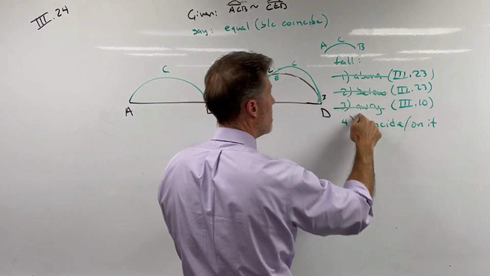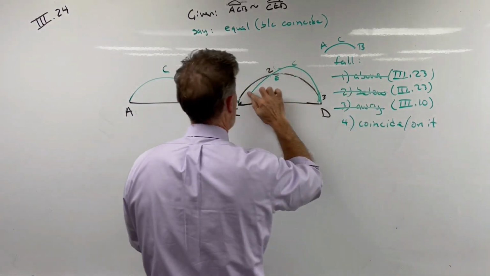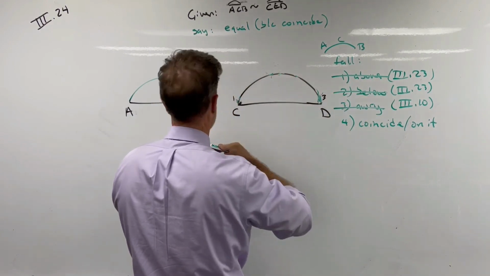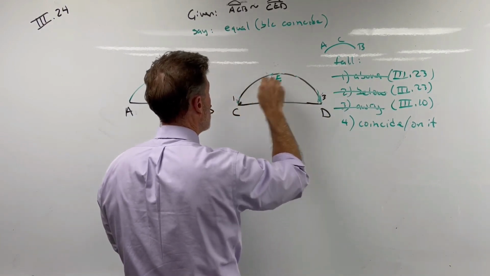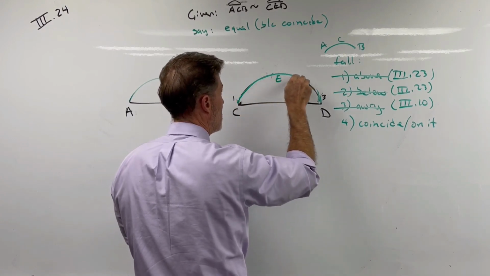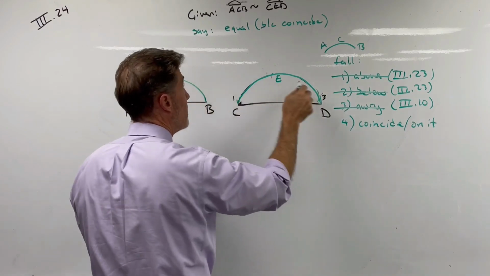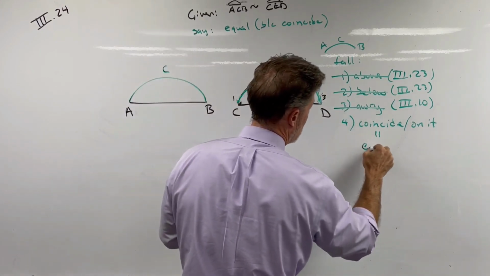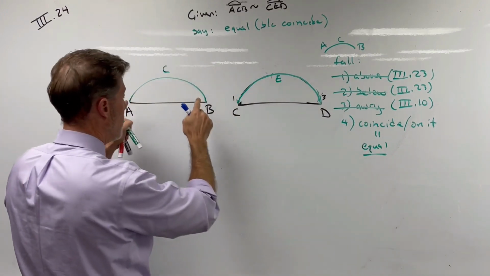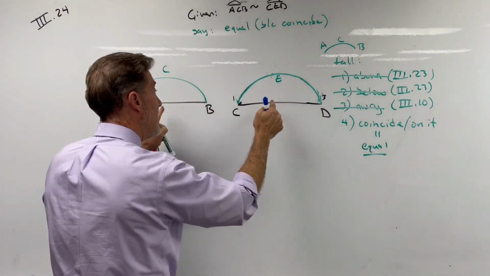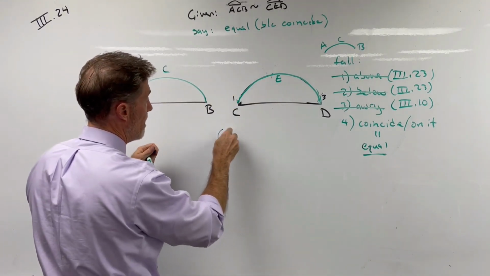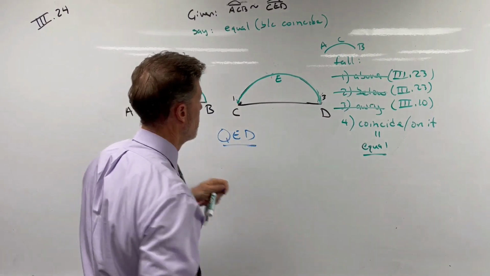Well, if it can't fall above, below, or awry, the only other way it can fall is to perfectly coincide. And that's what happens. C is going to perfectly coincide with E, and it's going to lie right on top of it. And if it perfectly coincides, then it is equal. And that's what we're proving. So if we have similar segments of circles on equal straight lines, they perfectly coincide and therefore are equal. Thus we can conclude with QED.